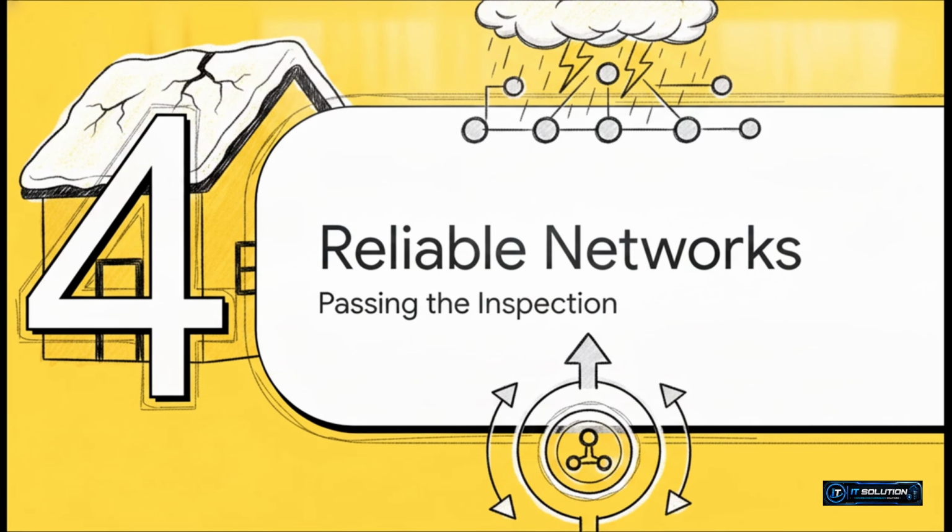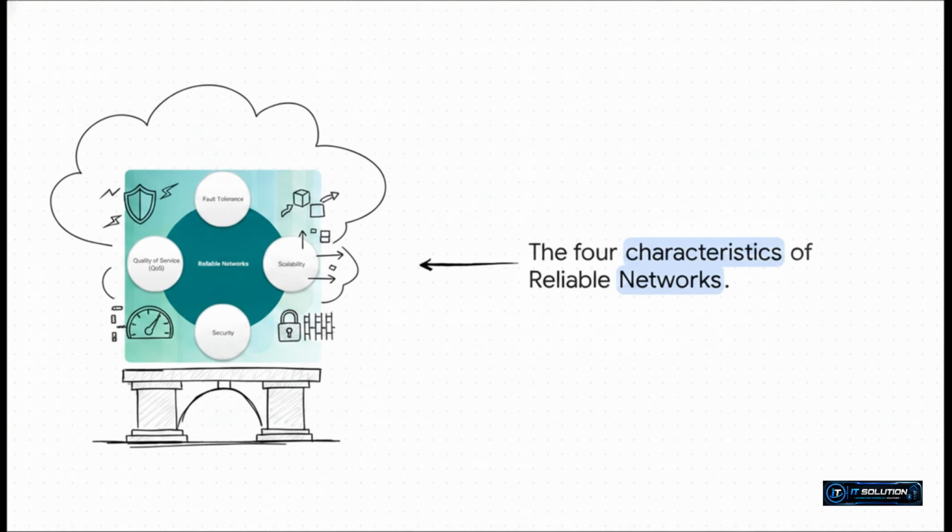Which brings us to our final part, Section 4, building a reliable network, passing the inspection. But here's the catch. Just plugging cables together doesn't mean the network will actually work well when thousands of people try to use it all at once. Much like a newly built house has to pass an inspection to ensure the roof isn't going to cave in under heavy snow, a network must be designed from the ground up to withstand failures, heavy traffic, and future growth.